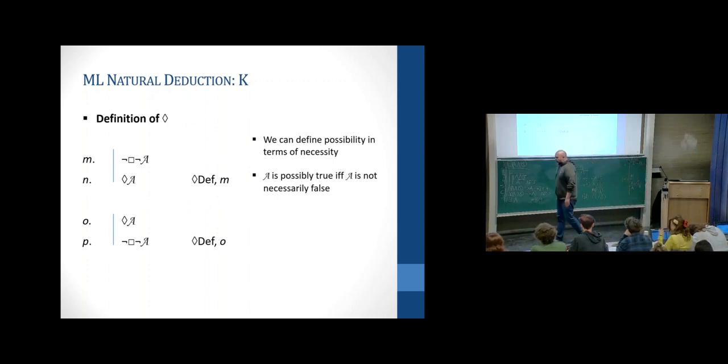So one of the things we can do here is define possibility. We will say that A is possibly true if and only if A is not necessarily false. That is, if it's not box, not A, if it's not the case that in every situation A is false, well then A could be true. Makes sense, right? If not every situation is one where the switch is off, then there has to be at least one situation where it can be switched on.